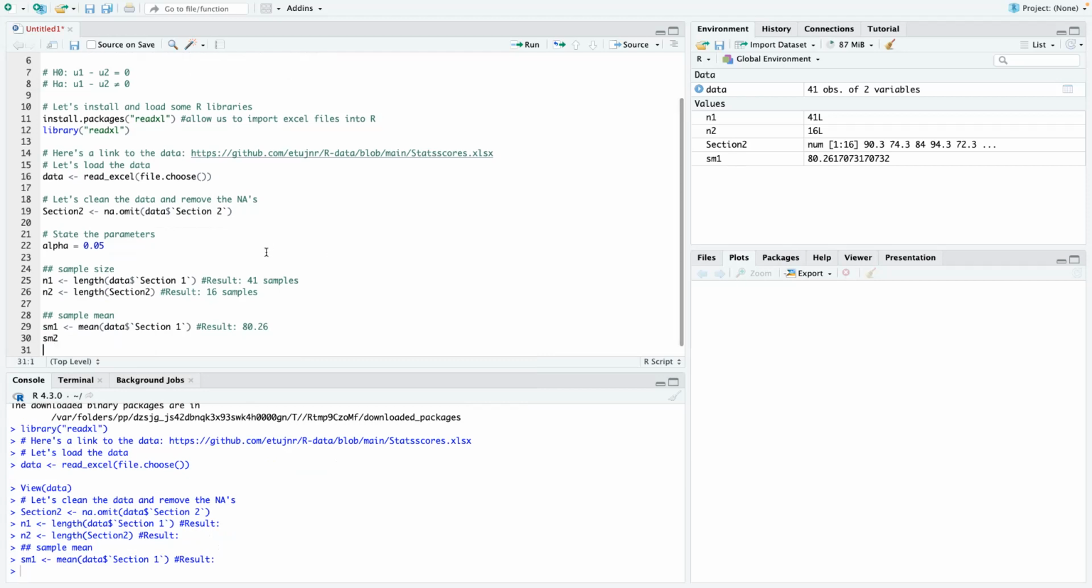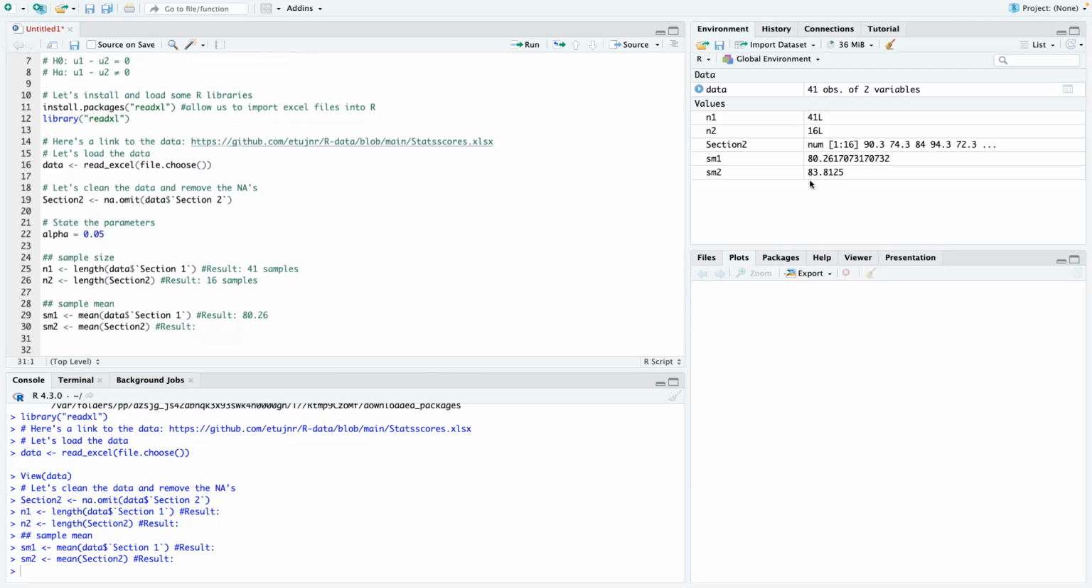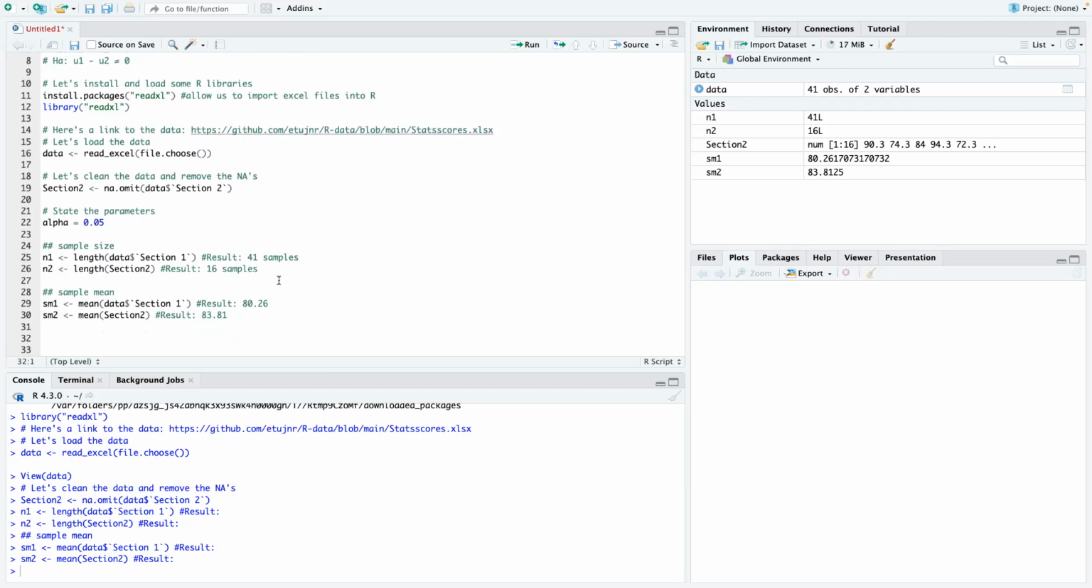And then for sample mean 2, remember we use section 2. When we run this, it's 83.81. So basically, the sample mean for the second section is higher than the sample mean for the first section. But you have to note that in the first section, we have 41 students compared to the second section where we have only 16 students. So that's an important thing for you to note.